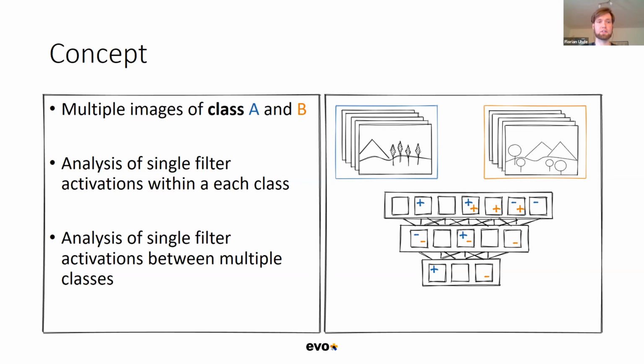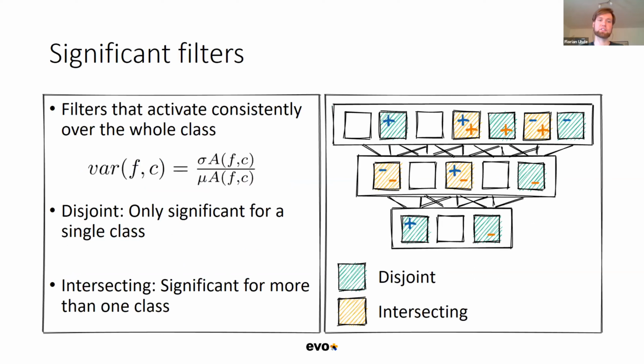And the first class to look at are significant filters. So those are filters that activate consistently over all images of a single class. So the first one in the top row with a blue plus would be a filter that for each image in the class A training data set would have a high activation level. And we figure this out by looking at the variance of the filter between all the images of a single class.